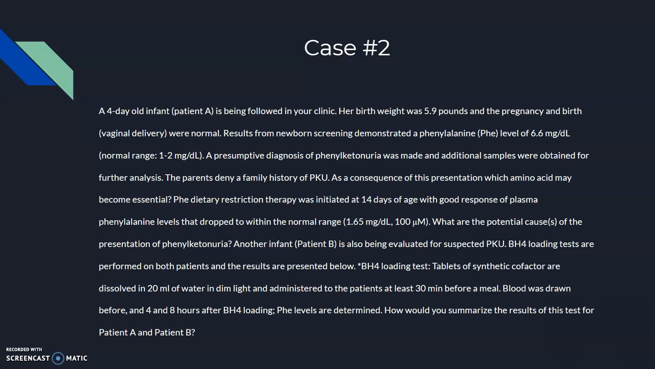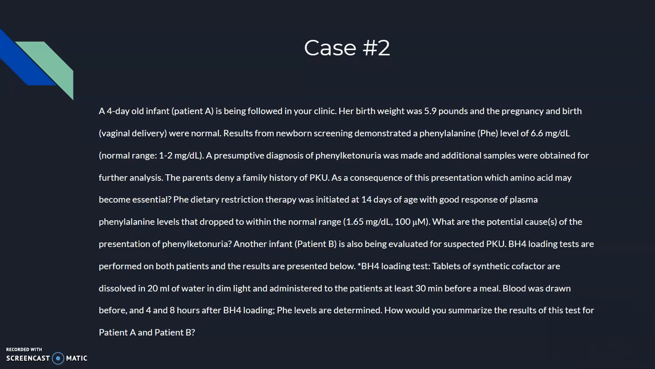Next is case number 2. A 4-day-old infant, patient A, is being followed in your clinic. Her birth weight is 5.9 pounds, and the pregnancy and birth, a vaginal delivery, were normal. Results from newborn screening demonstrate a phenylalanine level of 6.6 milligrams per deciliter, and the normal range is 1 to 2. A presumptive diagnosis of phenylketonuria was made, and additional samples were obtained for further analysis. The parents deny a family history of PKU.